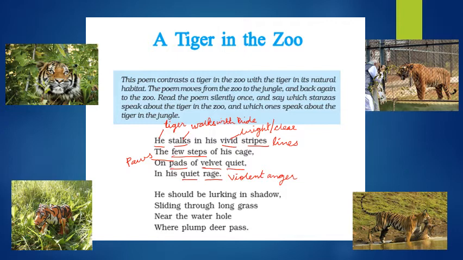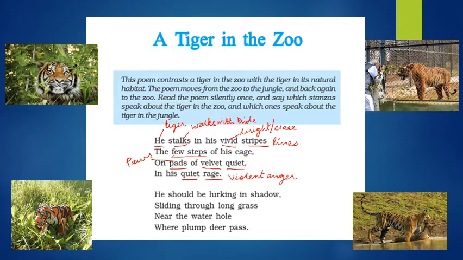So now let's see. He stalks in his vivid stripes. The tiger walks very proudly in the colored stripes on its hide. He takes very few steps in the space available in the cage, and it walks very softly as the paws of the tiger are very soft, and it is quiet because it cannot show its anger. It is helpless as it is inside the cage. It is a confined area. So this first stanza describes the tiger in the zoo and its condition.